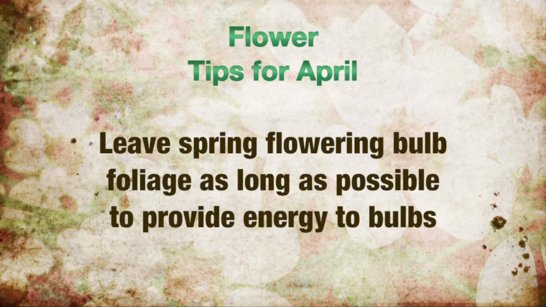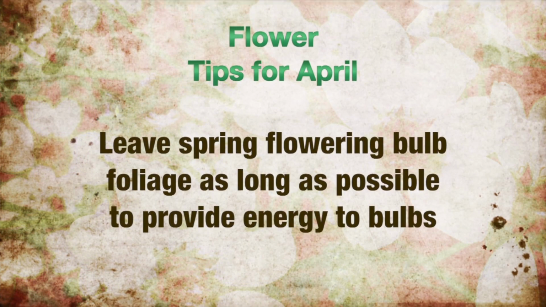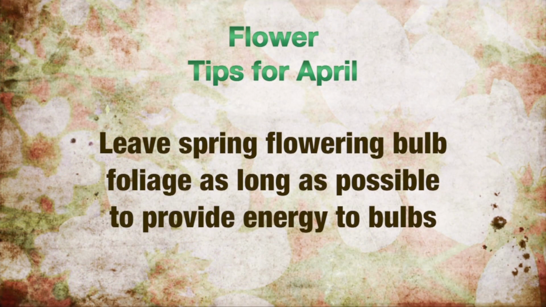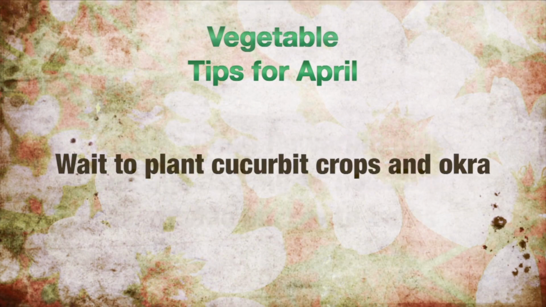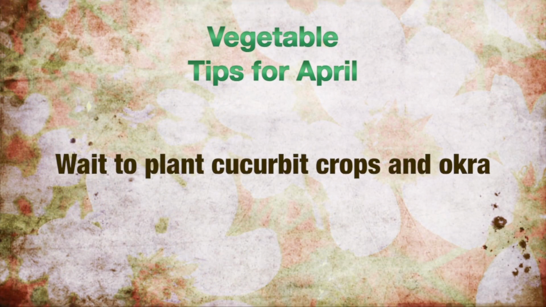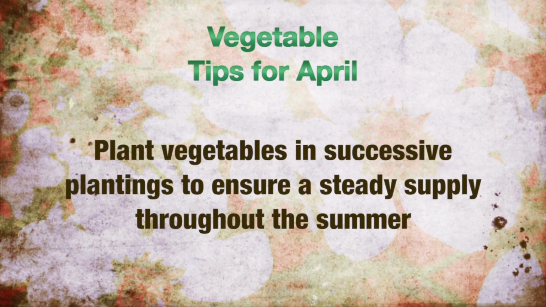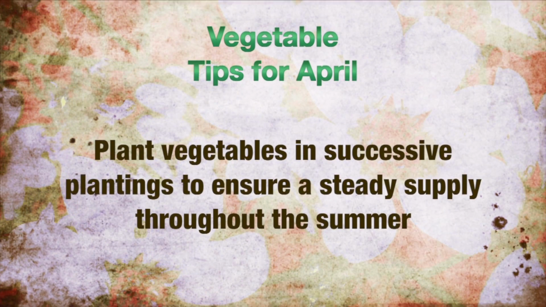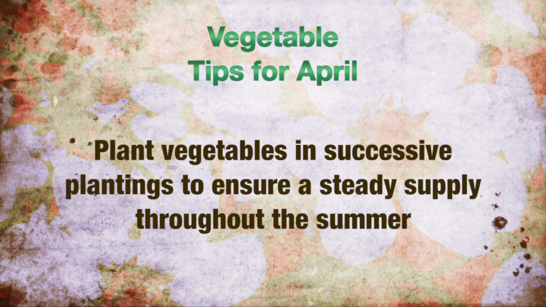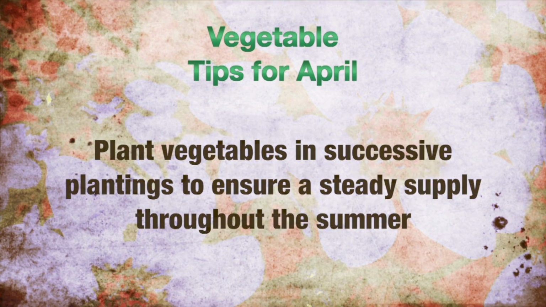Let spring flowering bulb foliage remain as long as possible and turn yellow before you cut it back. The vegetable tips for April: wait a little longer for it to warm up before planting cucurbit crops and okra. Plant vegetable crops in successive plantings to ensure a steady supply of product rather than harvesting all at once.